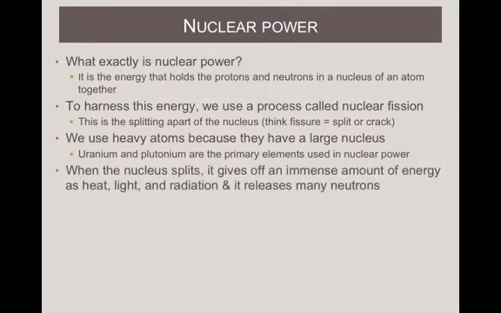Now, when the nucleus splits, it gives off an immense amount of energy in the form of some heat, some light, and some radiation. As you know, uranium and plutonium are radioactive elements. This is all released as neutrons pop off and get broken off from the nucleus. What you end up having is a chain reaction, a major positive feedback loop that can snowball out of control really quickly.